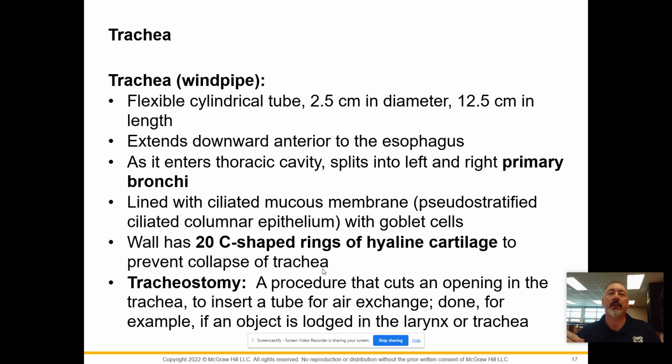So you can see somebody that has, they're just breathing through this, and then they want to talk, and they have to talk like this, where it's very limited in what they can do due to the airflow that's moving past those true vocal folds.